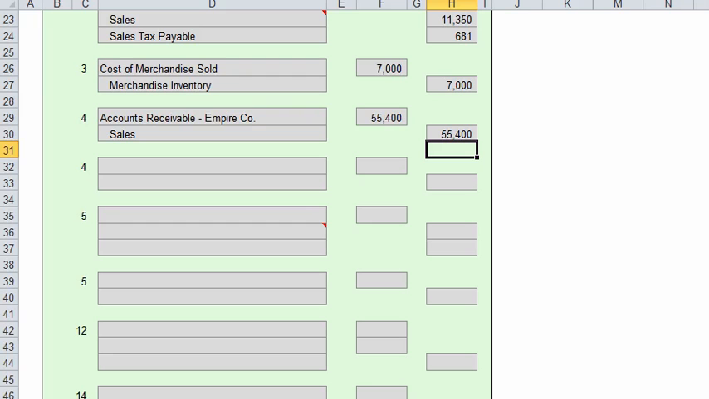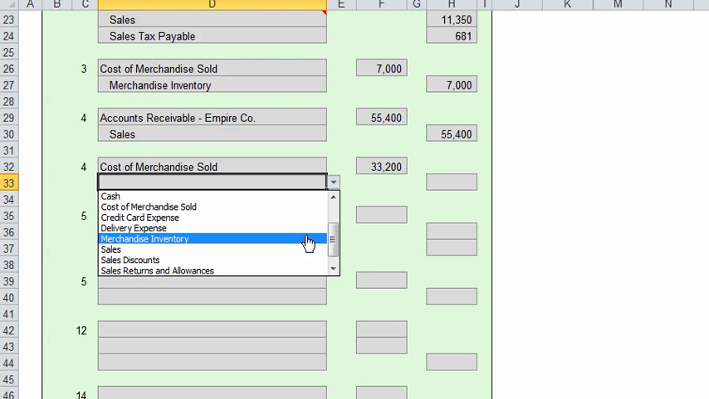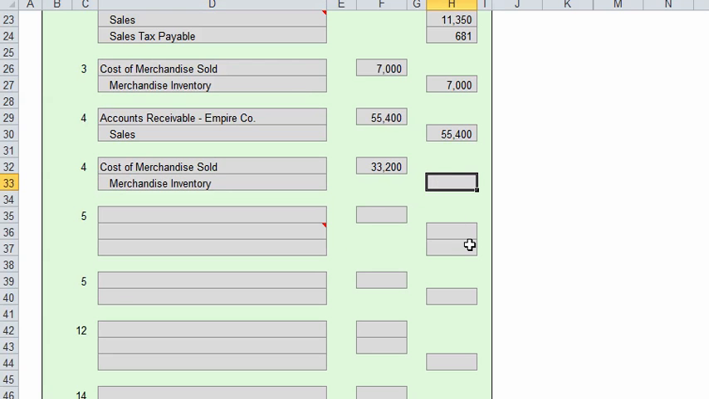We didn't include the discount back on the 2nd for Equinox Company because we don't know, just like with the purchase transactions, if our customer is going to take the discount yet or not. Okay, we'll figure those out a little later. All right, now we have to make a second entry on the 4th. We're going to increase our expense account, cost of merchandise sold, by $33,200. And we're going to credit our asset account, merchandise inventory, to decrease its balance by the cost of what was sold, $33,200.